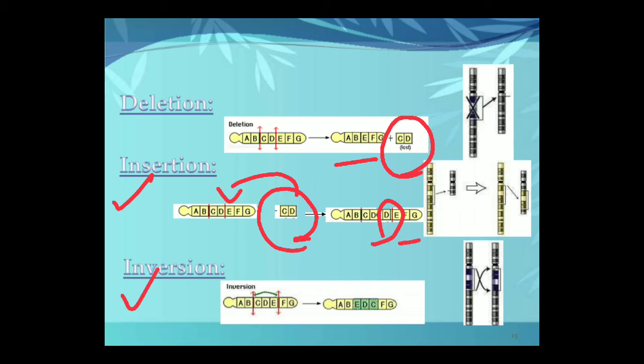Inversion. Inversion is A, B, C, D, E, F, G becoming A, B, E, D, C, F, G. What is the change we have made? We have inverted the position of C and E. E has come to the position of C and C has gone to the position of E.